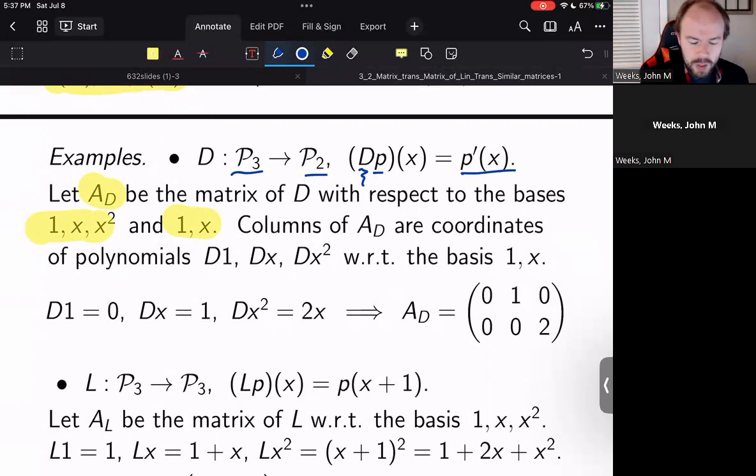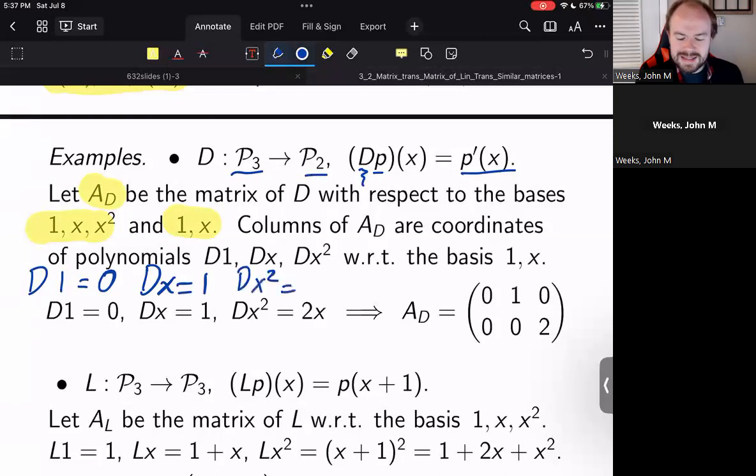Well, what's going to happen to 1? When I take the derivative of 1, I'm just going to get 0. That's just me plugging in the function 1 in for this place and seeing what I get out of it. That's exactly where this operator is going to send the first basis element inside of P3. It's going to send 1 to 0. x, on the other hand, is a function that has a derivative of 1, so this one is going to get sent to 1. And then finally, x squared is going to get sent to 2x, because the derivative of x squared equals 2x.